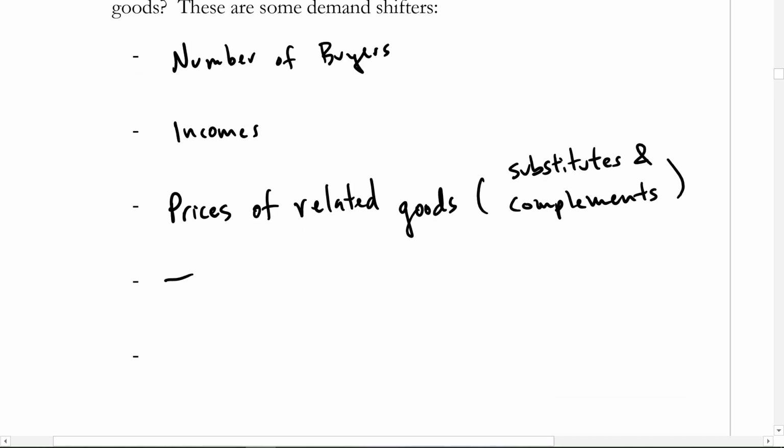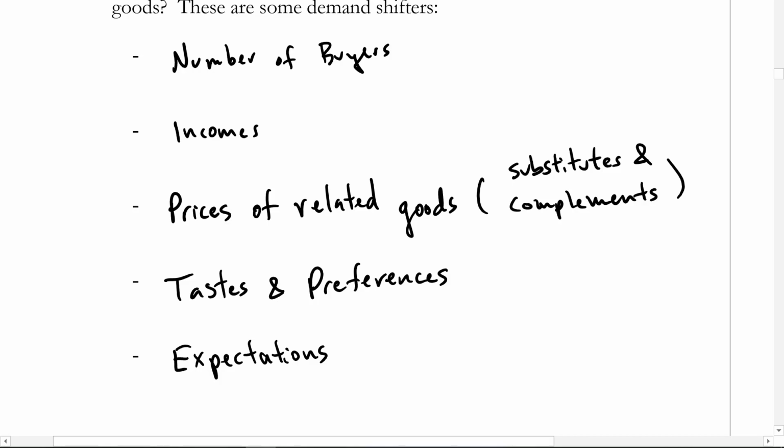Two more, tastes and preferences. So if you paused the video and thought about things that might affect your demand, things like quality, or the season of the year, or your location, all of these sorts of things would fall into tastes and preferences. And then the last one is expectations. Okay, these are the demand curve shifters.